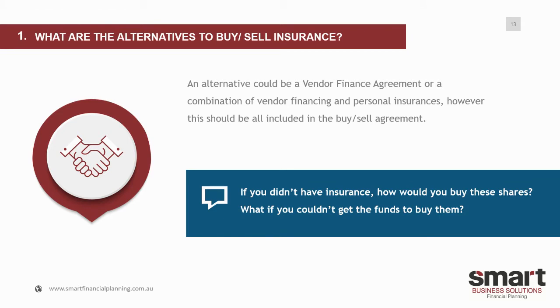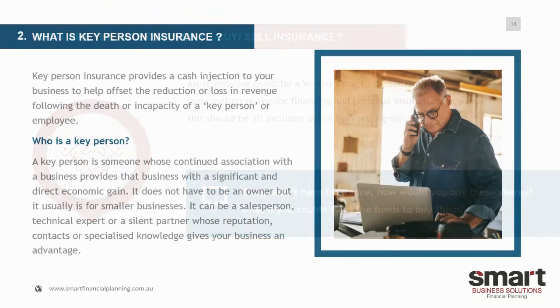So it's a really important one: as soon as you've got ownership of shares with other parties, you really do need to look into this buy-sell insurance. So what about key person insurance? Key person insurance basically provides a cash injection into the business to help offset the reduction or loss in revenue following the death or incapacity of a key person or employee. So who is a key person? A key person actually doesn't have to be you as the business owner.